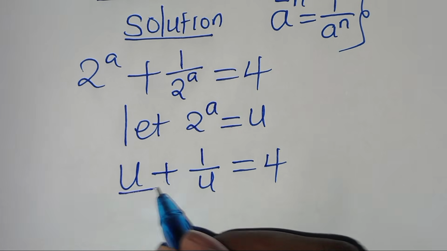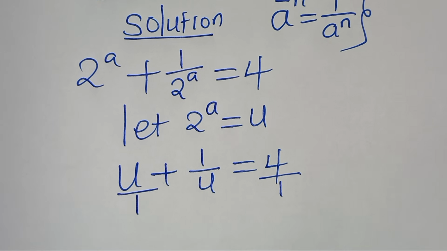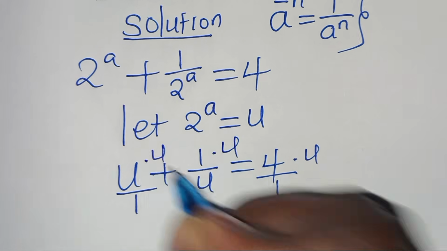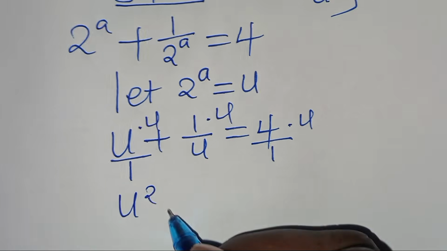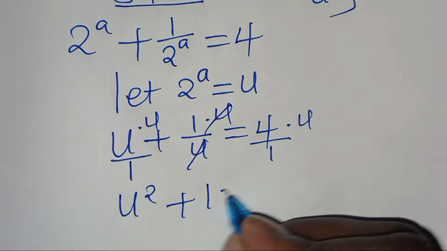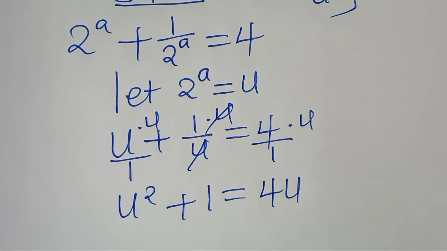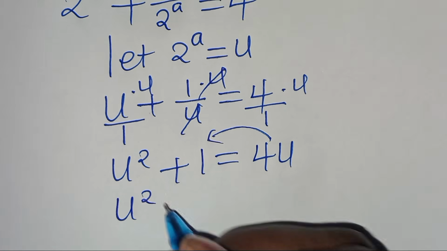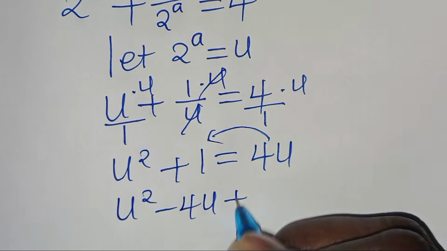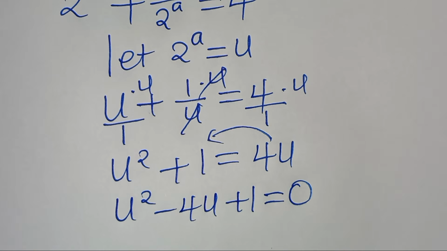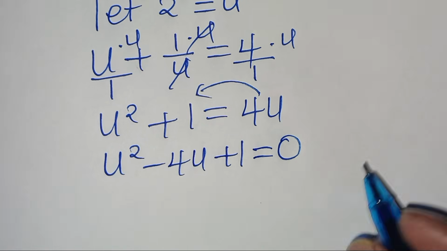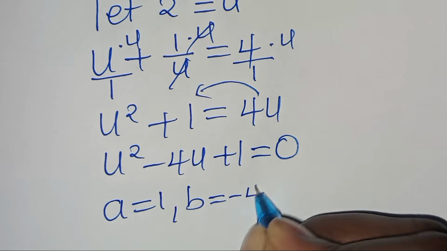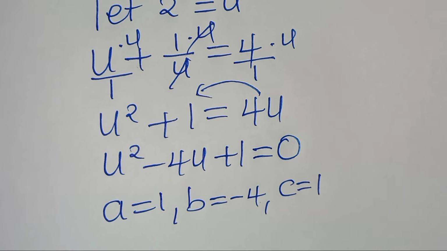Now u is our number, so this is over 1, and 4 is our number, so it's over 1. The LCM is u, so let's multiply everything by u, and this implies that we have u to the power of 2 plus 1 equal to 4u. Now let's take 4u to the left hand side, so that we have u squared minus 4u plus 1 equal to 0. So this is a quadratic equation where a is equal to 1, b is equal to -4, and c is equal to 1.